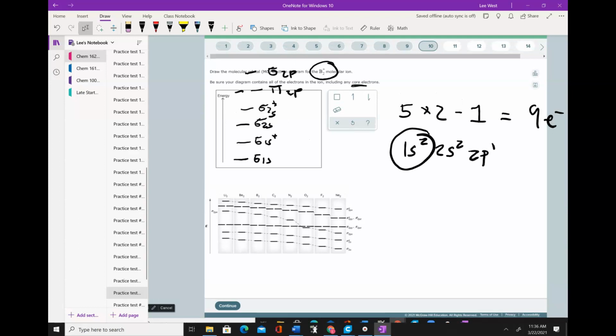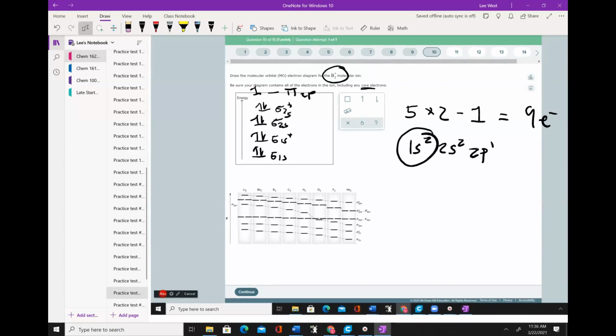Now I only have to put 9 electrons in, so it looks like I've got enough orbitals here. 1, 2, 3, 4, 5, 6, 7, 8, and then 9. So be mindful that you don't have to draw the whole thing out because we're only going to put in 9 electrons. There's not really much more that I would check here. That looks good to me.